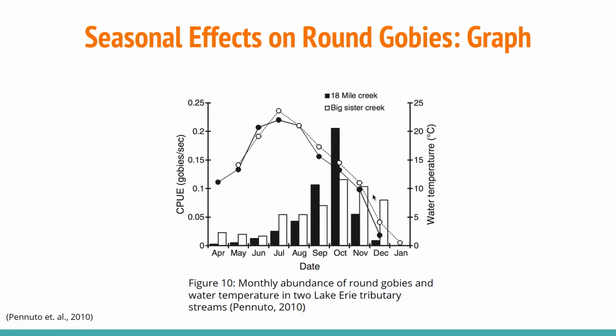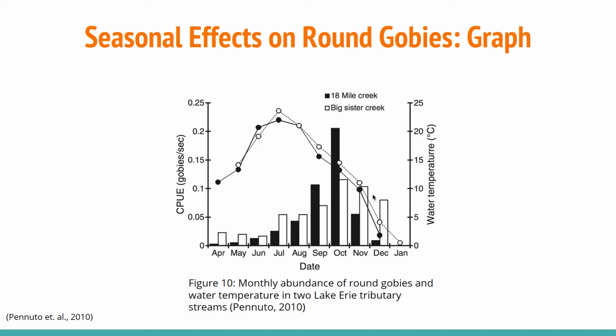18 Mile and Big Sister Creek were sampled on a monthly basis between April 2006 and February 2007. Peak temperatures occurred in July in both streams and were lowest in January before it rose again. The total catch of round gobies increased from April to October in both streams. Round gobies were also more abundant in Big Sister Creek in September to October.